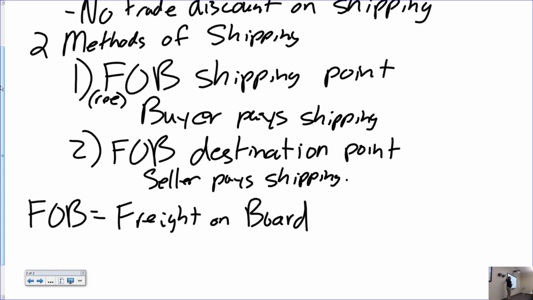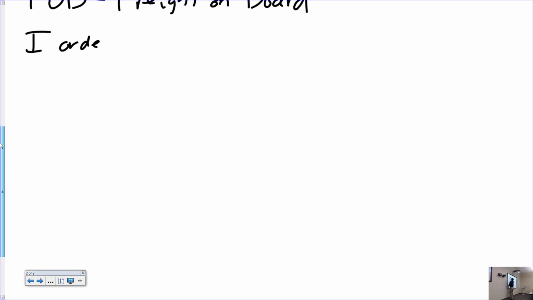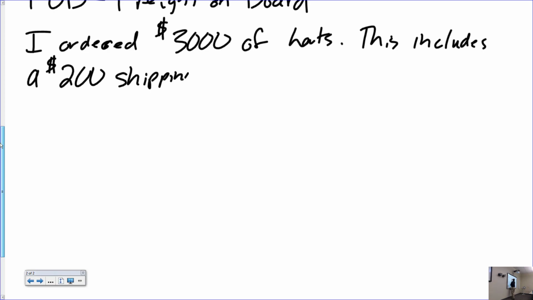Anyways, all right, so do realize that they're shipping, so you need to be careful. If the shipping is included in the list price, you need to take it out, okay? So here's an example. Let's stick with the hat company thing, right? Let's suppose I ordered $3,000 of hats. This includes a $200 shipping charge. So I have to pay the shipping, and for whatever reason, the invoice came in saying that that's part of the list price, okay? Let's suppose I still get the 18% trade discount.